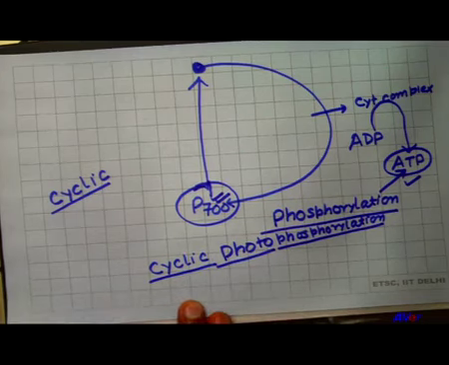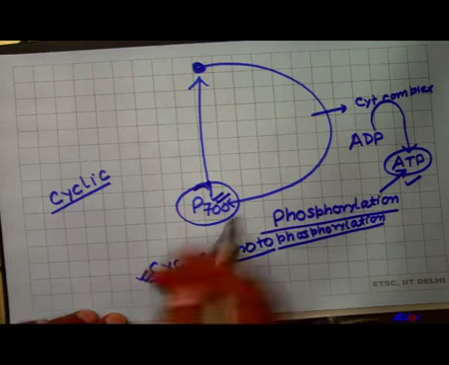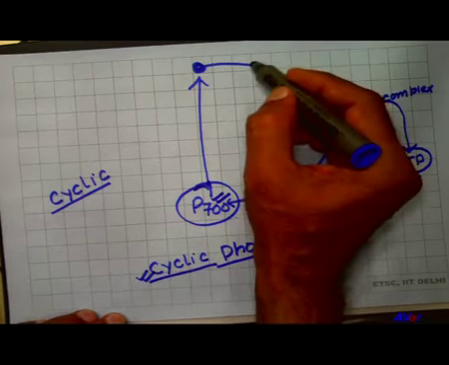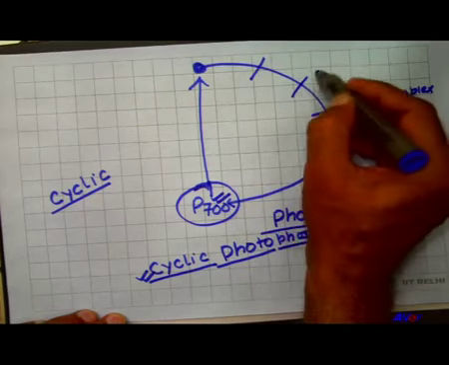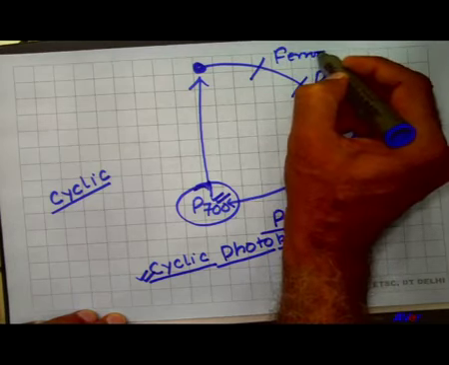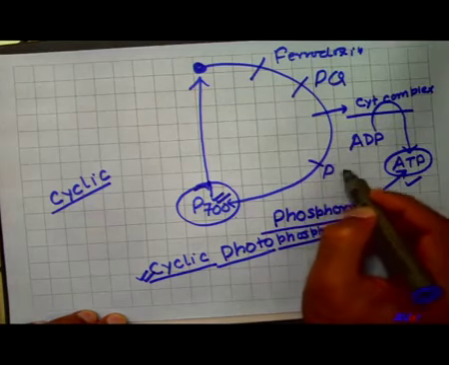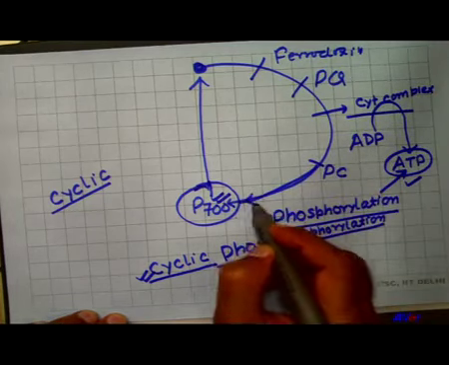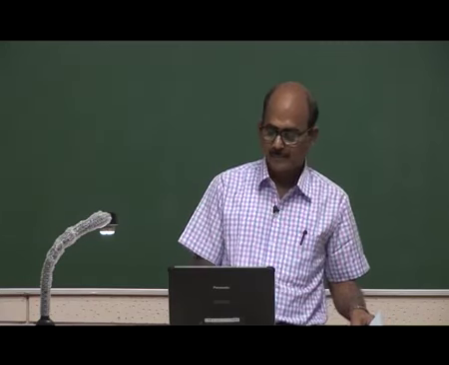So, in light reaction, two types of phosphorylation take place, cyclic phosphorylation and non-cyclic phosphorylation. This cyclic phosphorylation requires the primary acceptor ferredoxin plus quinone, cytochrome, then plastocyanin and returns back to the P700. There is another type of phosphorylation also, that is called non-cyclic phosphorylation.